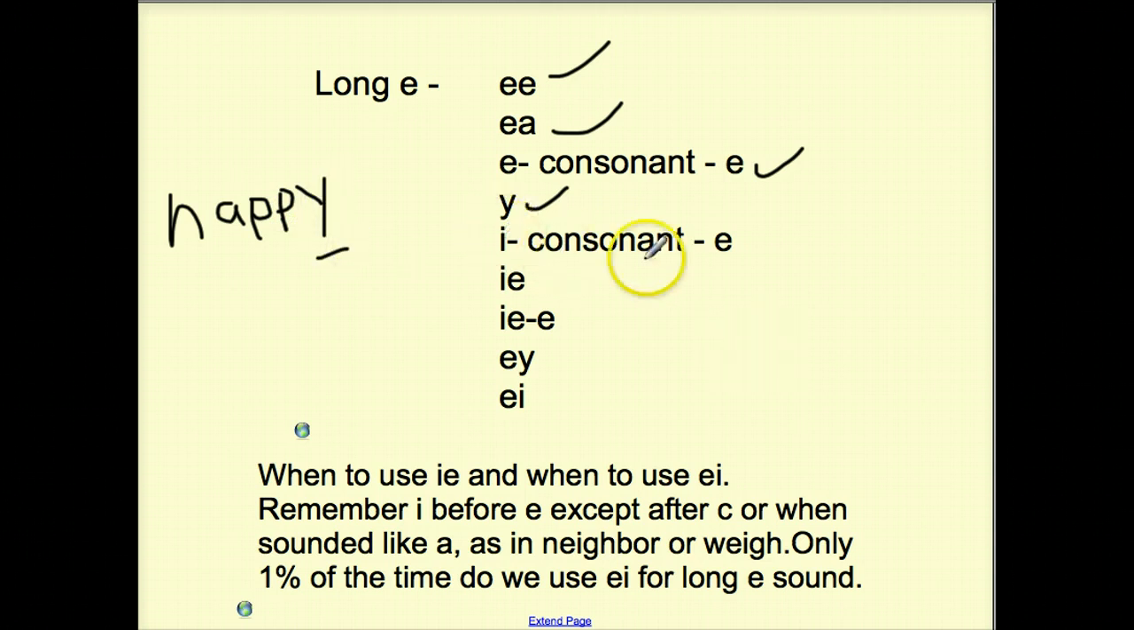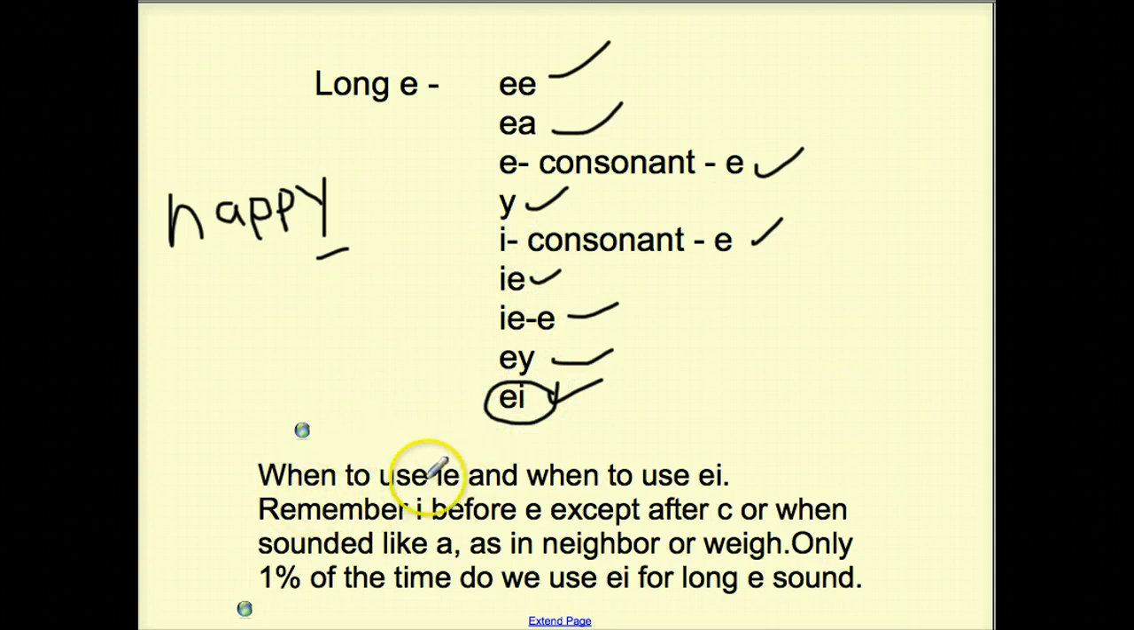Okay, I consonant E can make the long E sound. IE, we came up with IE, EY, like in honey, and EI. All of these can make a long E sound. And this EI is something we have to be real careful about. When do you use EI and when do you use IE?